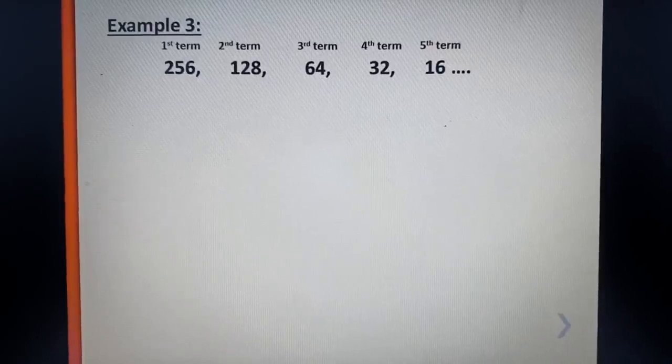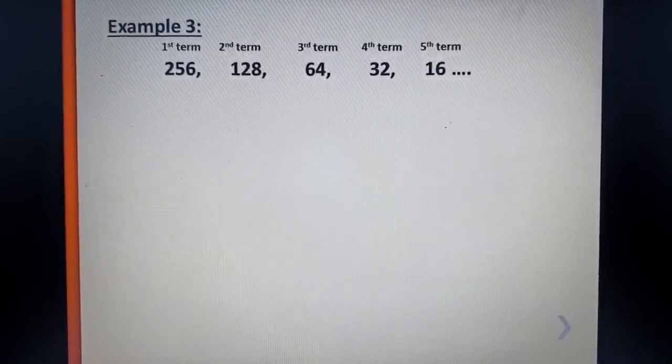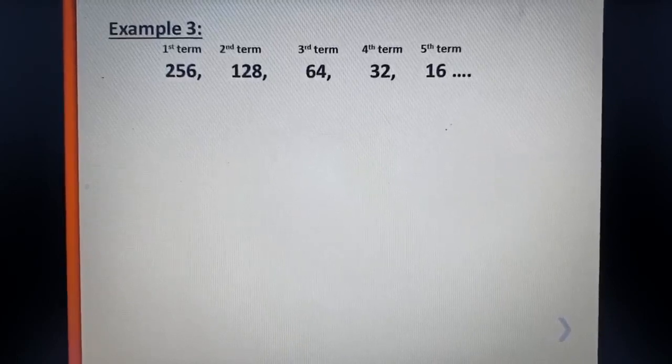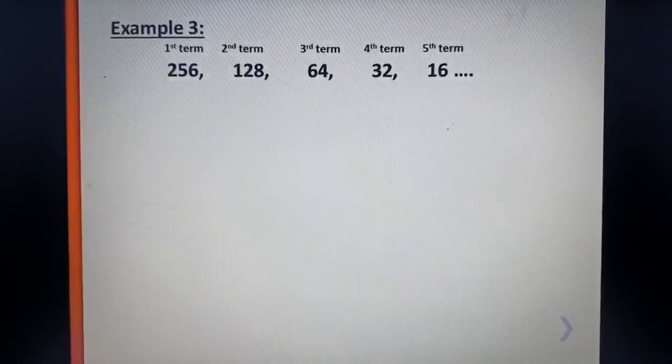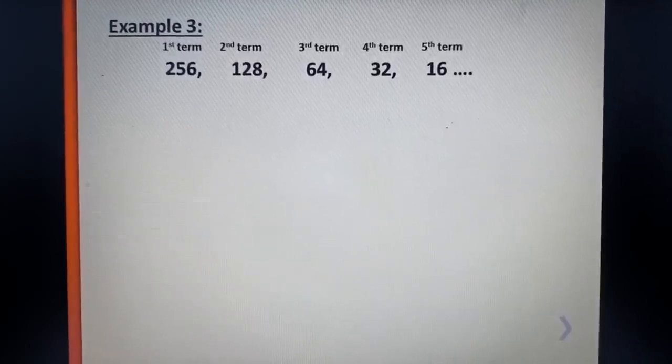256, 128, 64, 32, 16, etc. So here you can see again the first number and second number. When you see the numbers themselves, we can tell that the first number is a bigger number, correct? And the second number is a smaller number when compared to the first number. So, in order to make a bigger number into a smaller number, what are the main operations? Yes, either it will be a subtraction or it will be a division, correct?